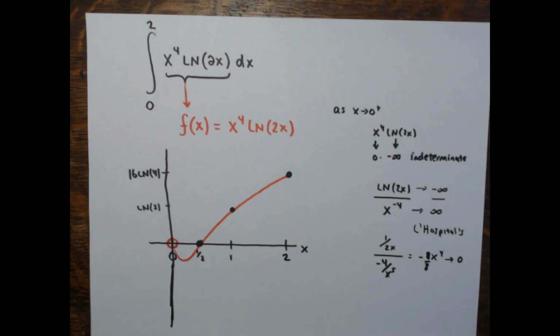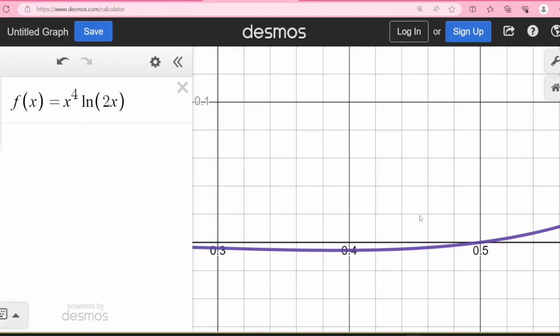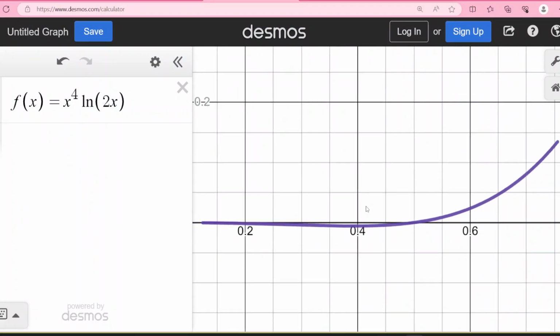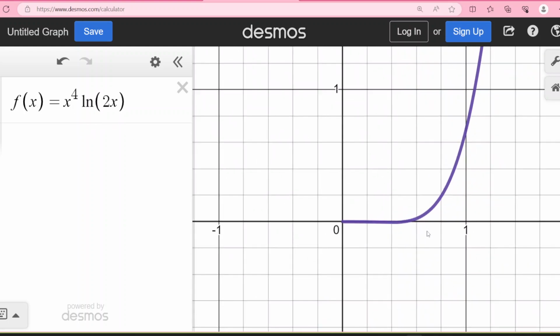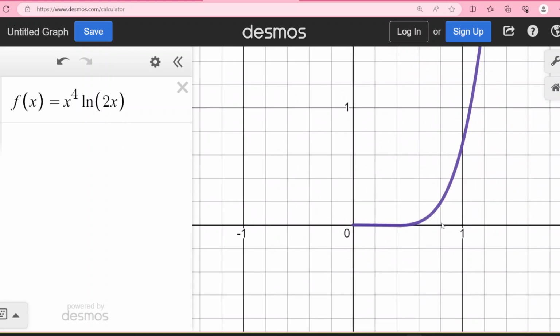Oh, I'm not on my, sorry, I'm so sorry. All right, so here we are. So again, I punched in f of x equals x to the fourth times the natural log of 2x. And we're looking at, from 0 to 2, this graph here.